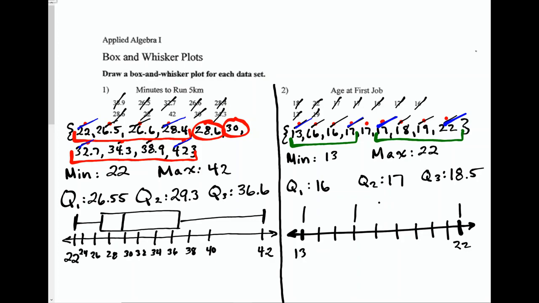Q2 is 17, and Q3 is 18 and a half. So I'm going to put one right there. Draw the base and the top of my box, draw my two whiskers, and there you go. Okay, so that's number 2.